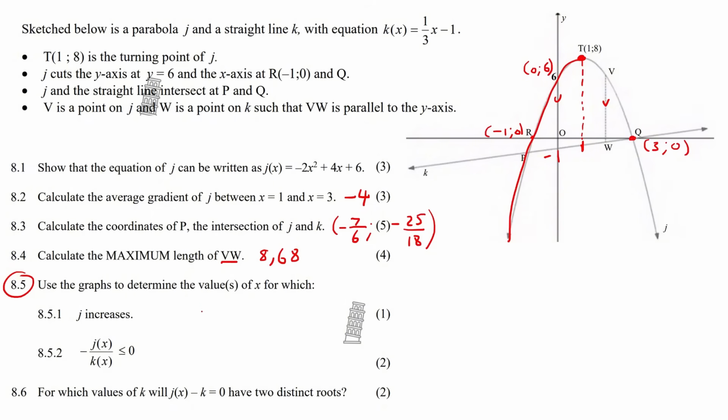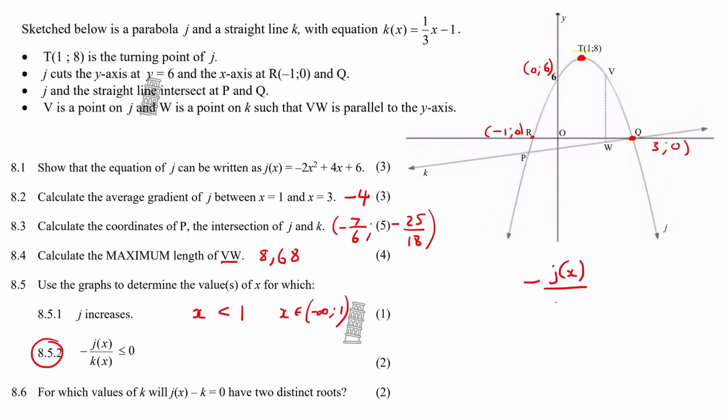increasing. So you could say that x is smaller than the turning point value, which is x is smaller than 1. If you rather want to use interval notation, you could say x is an element going from negative infinity up to 1. We're not going to include the value of 1 because at that point the graph is not increasing anymore. Okay, now this question, they're saying that they want negative j of x over k of x to be smaller than or equal to 0.